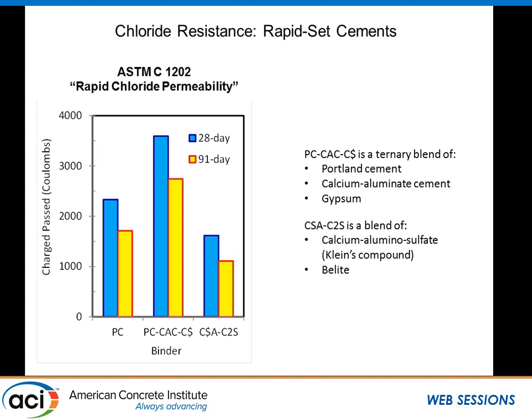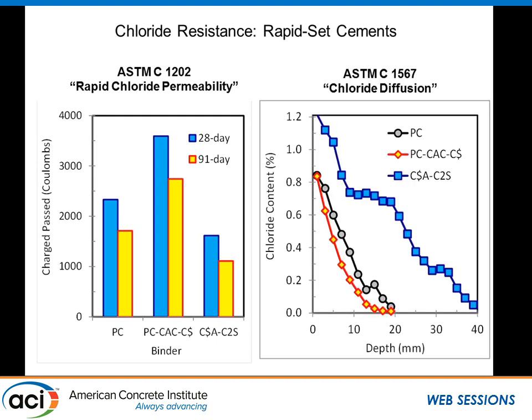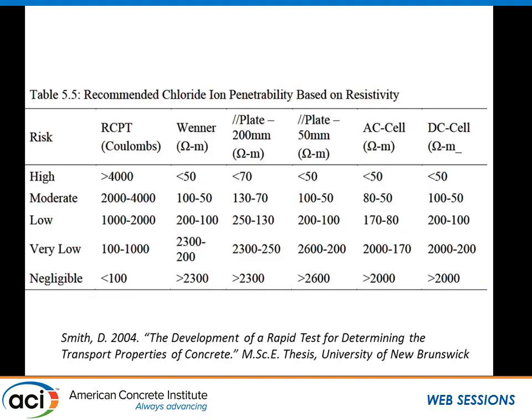The last one on there is a rapid set cement based on Klein's compound, belite, CSA and C2S. It gives you a very, very low coulomb number, down about 1,000 or 1,500. However, it's highly non-resistant to the penetration of chloride ions. And the reason it's giving us a high resistance or low conductivity is because its pore solution is a very low concentration. And that is, I'm going to leave you on that slide.